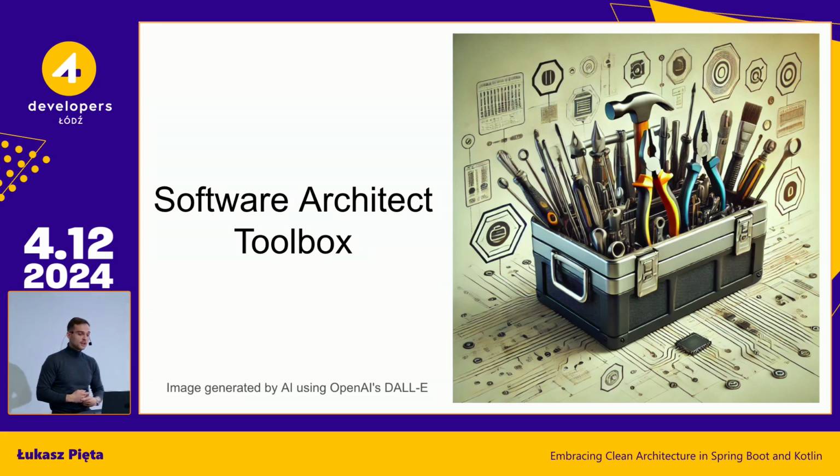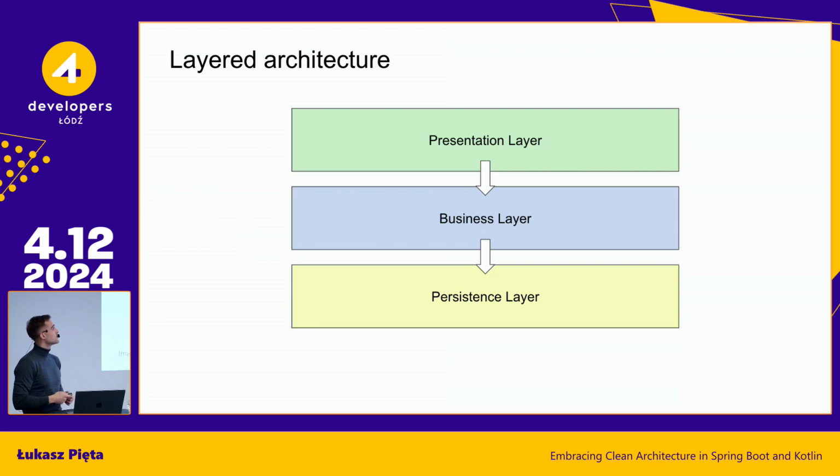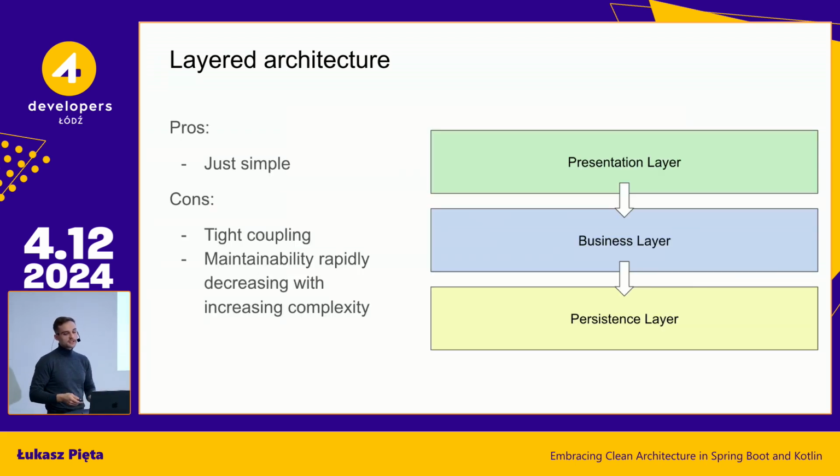So when we have to make some decision, we need to have options. We need to know what's the toolbox, what can be chosen, etc. That's why we will go shortly through some architectural styles, going forward to finally know what the clean architecture is. So the very basic one, layered architecture, right? Everybody knows how it works because there are plenty of tutorials over the internet. It's just simple. However, it has many cons.